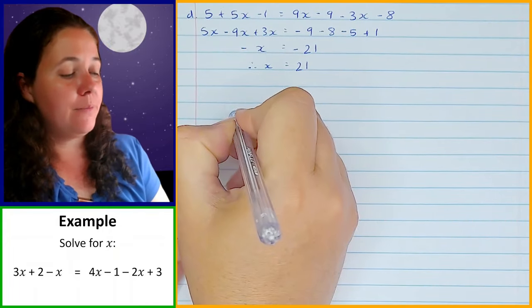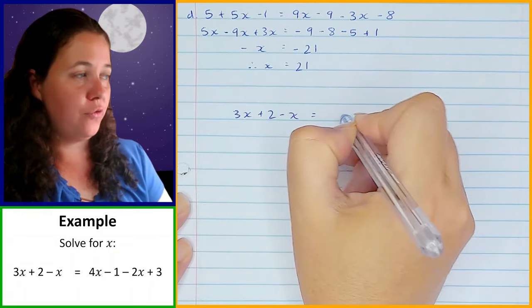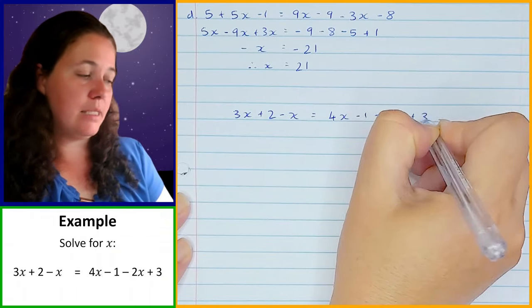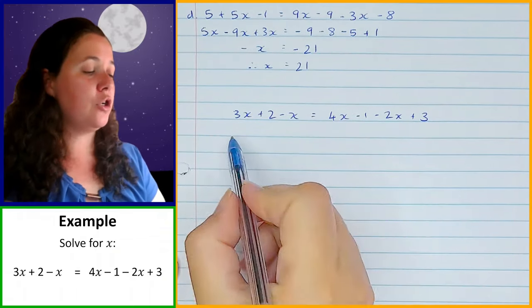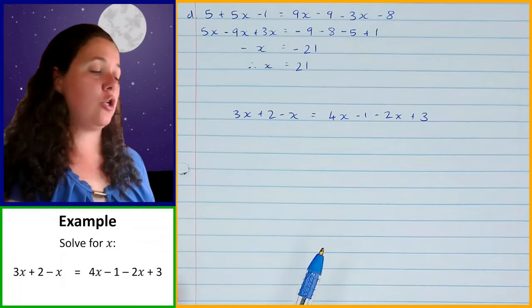So I've got over here 3x plus 2 minus x equal to 4x minus 1 minus 2x plus 3. Okay, so just like we've been doing up until this point, let's use our short method and let's solve this equation.